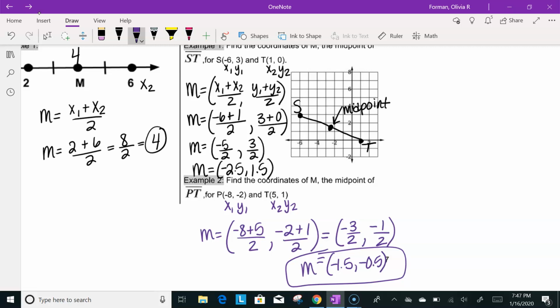If you turn the page, you will see that there's some more midpoint stuff. We will cover that when I get back. So I just want you to focus on the plane distance formula and the plane midpoint formula, okay?